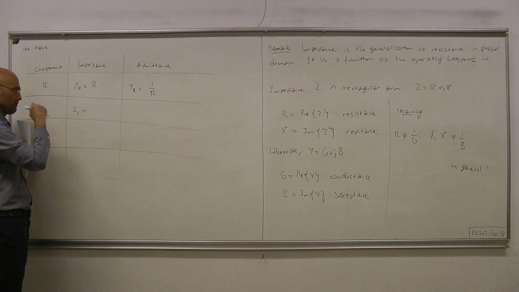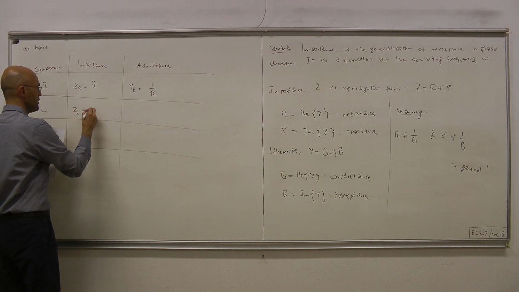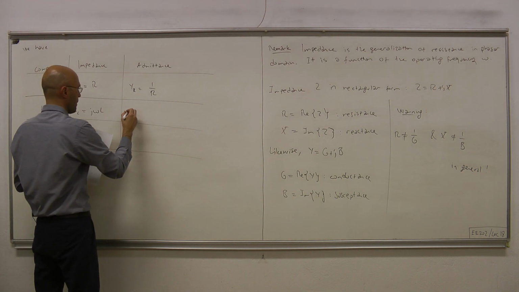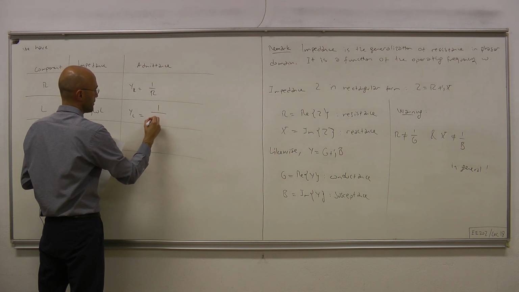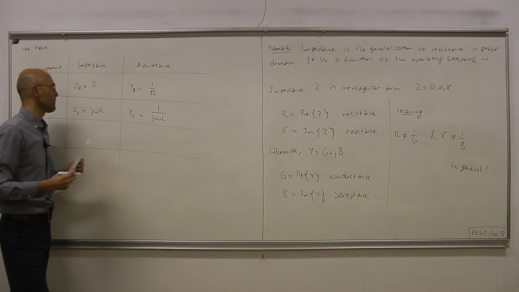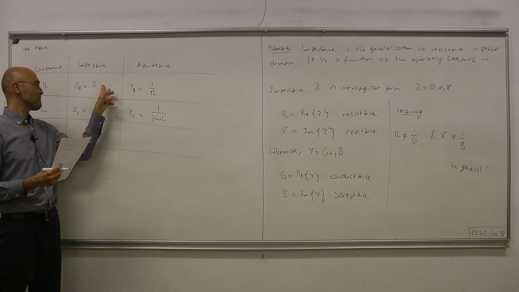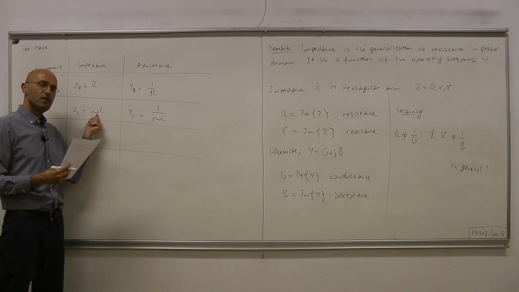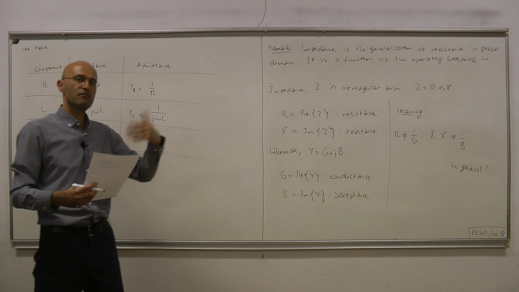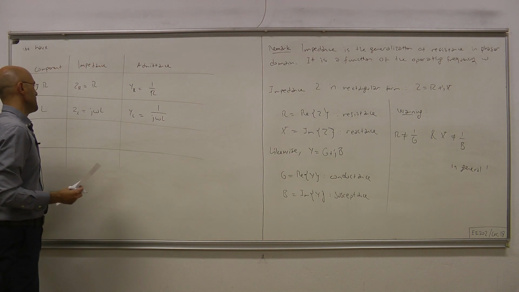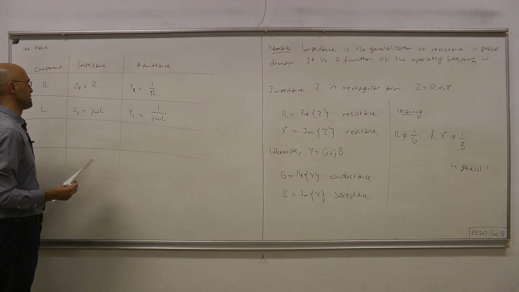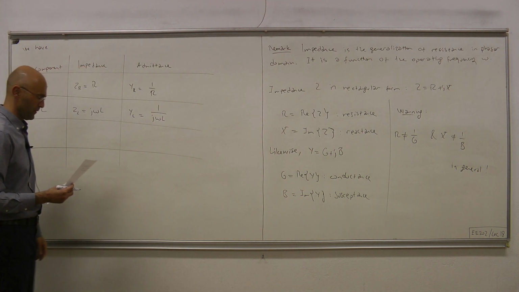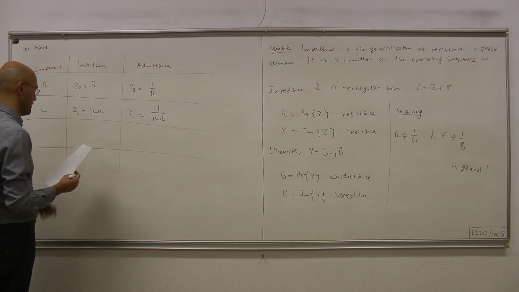As for an inductor whose inductance is L, the impedance, the ratio of the voltage to current for an inductor, is j omega L, and Y_L is 1 over j omega L. Now, unlike a resistor, the impedance of an inductor depends on the frequency of operation. Different frequency would mean different impedance. As for the resistor, it's always the same, regardless of the frequency.